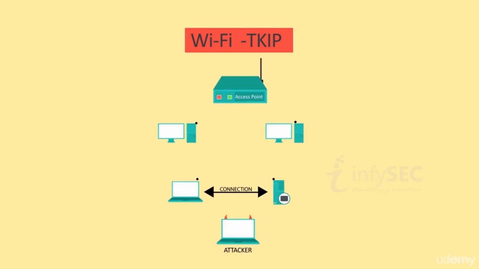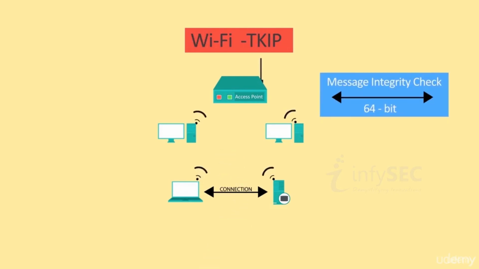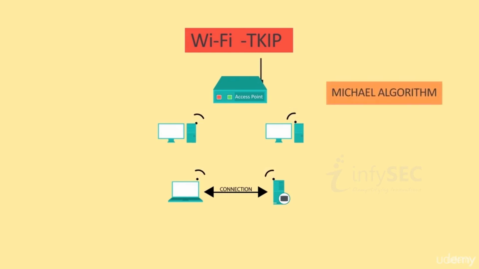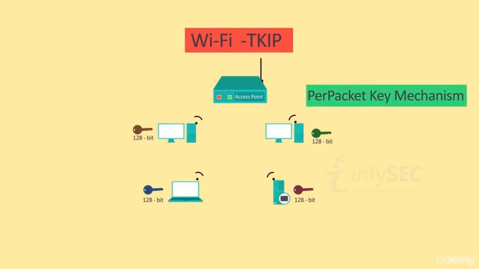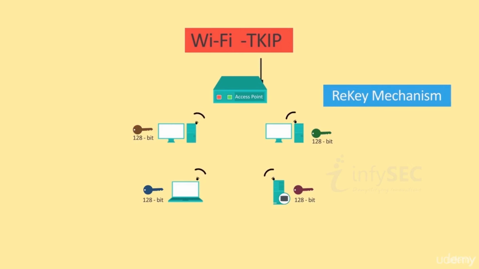Supposing for the communication between two clients connected in a network, TKIP takes an extra precaution by ensuring that the data packet has not been altered or modified in any way by the attacker. If the data packet seems to be altered, it is dropped. This is achieved by the 64-bit message integrity check, commonly known as the Michael algorithm. TKIP employs a per-packet key mechanism to dynamically generate a new 128-bit key for each incoming packet. This avoids the same key staying in use as they do with WEP. TKIP also provides a re-keying mechanism in which it changes the encryption key of an ongoing communication in order to limit the amount of data encrypted with the same key.